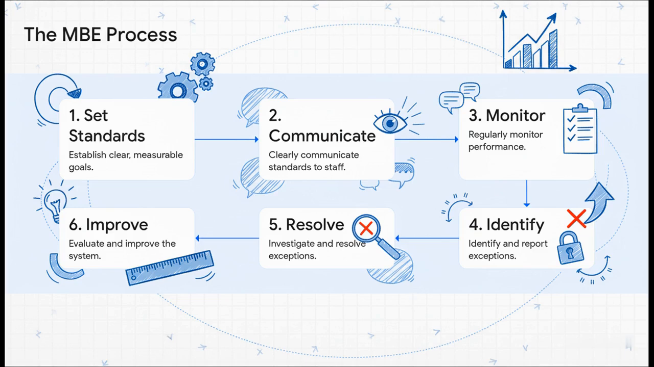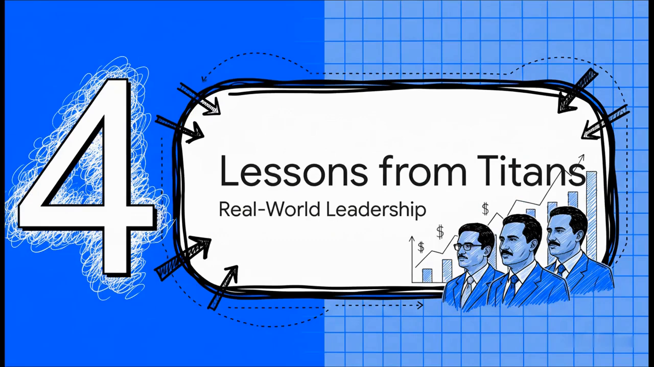When you spot a major deviation, an exception, you identify it, you figure out why it happened, you fix it, and then you use that knowledge to make the whole system better. It's a smart cycle of control. All right, that was a lot of theory. So how does this stuff actually work in the real world?